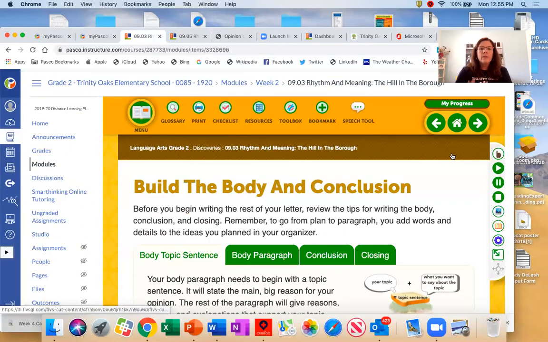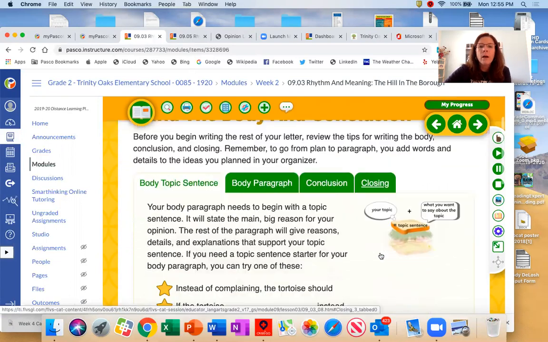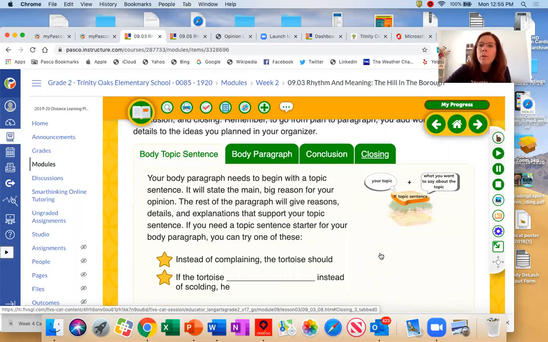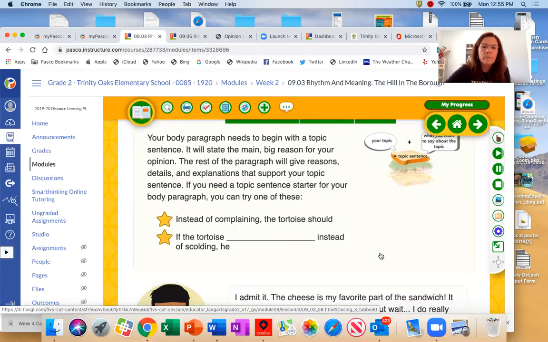Now, it's talking more about your writing. Back on week 1, you did the graphic organizer. Now we're actually talking about the writing piece. Notice on this page, they have the tabs. See the tabs. You have the body, topic sentence, the body paragraph, the conclusion, the closing. All of these tabs are helping you write what you need to write.